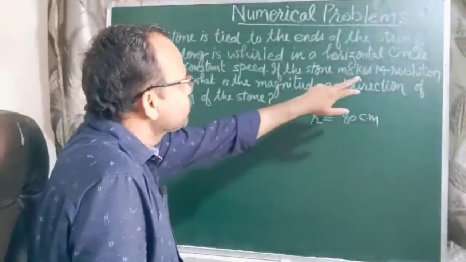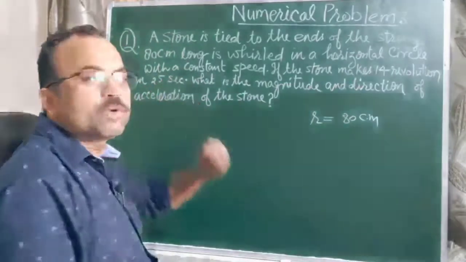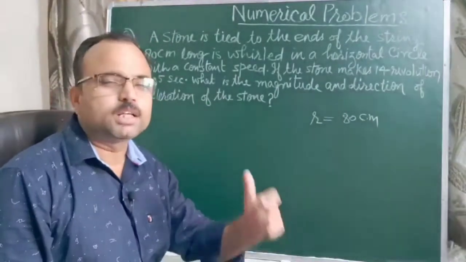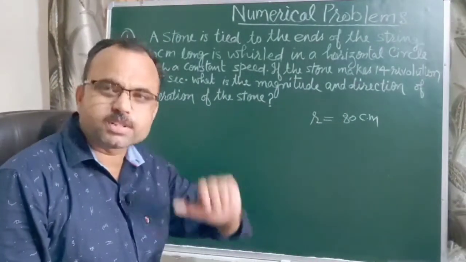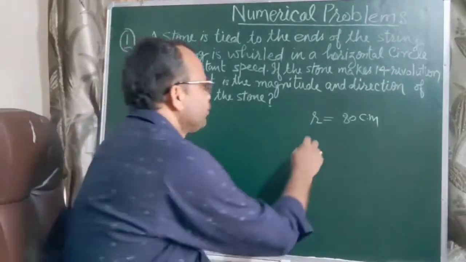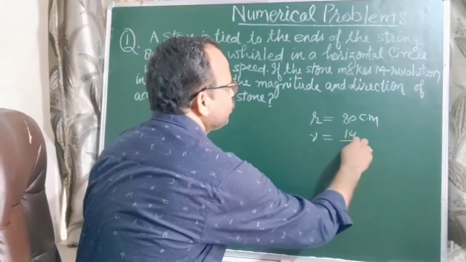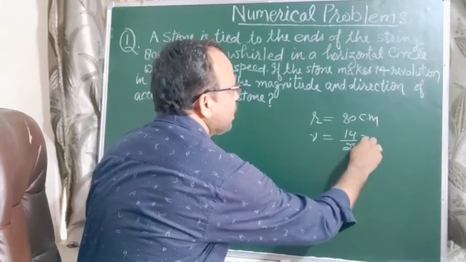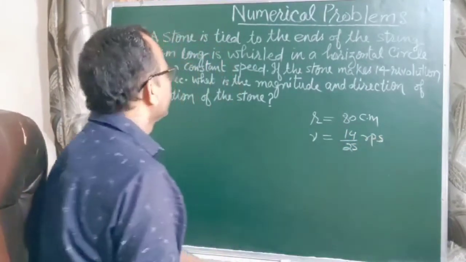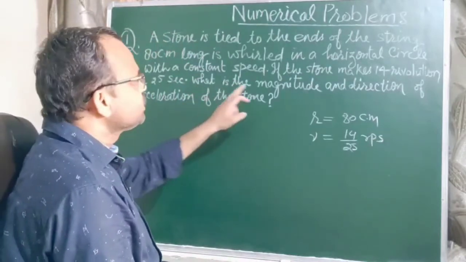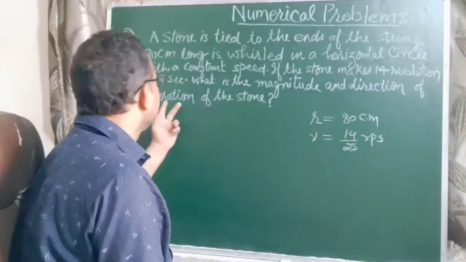If the stone makes 14 revolutions in 25 seconds, then as we know, the number of revolutions completed in 1 second is known as frequency. So frequency nu is equal to 14 upon 25 rps, meaning revolutions per second. Okay. What is the magnitude and direction of acceleration?